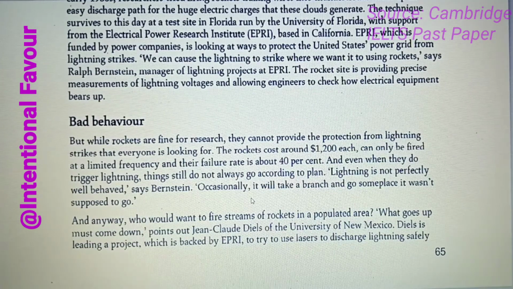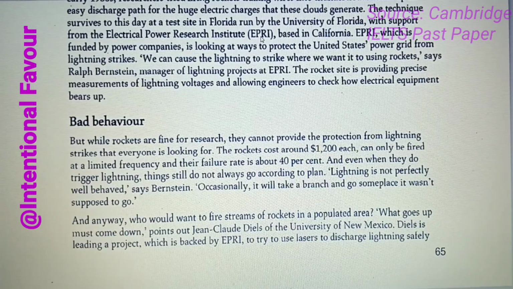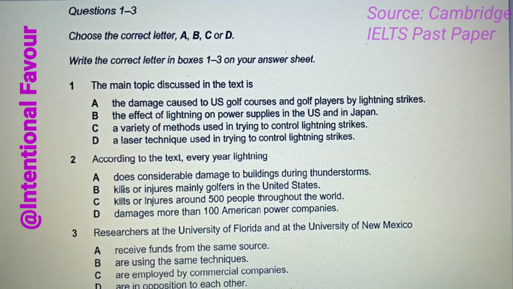Can you hear that? It is backed by, that means they are supporting them or they are funding them either way. And what about University of Florida, with support from Electrical Power Research Institute, EPRI? So we can see that both University of Florida and University of New Mexico receive funding, they are supported by EPRI. So let's go back to our option. Can you see that they receive funds from the same source? This tells me that this is my answer.